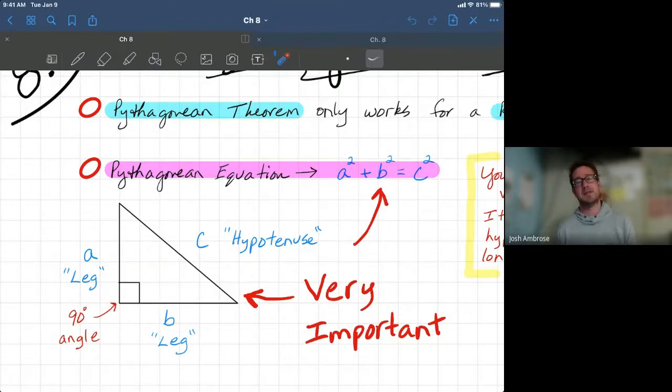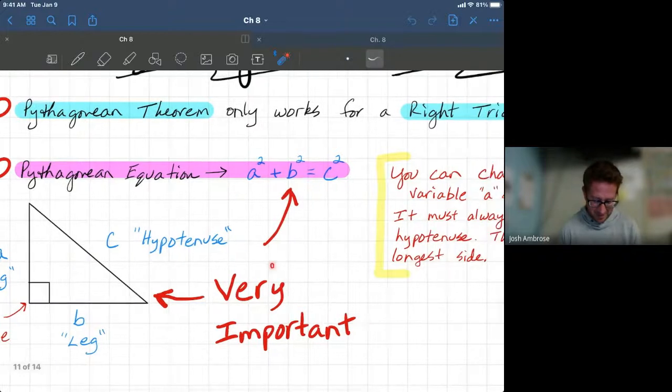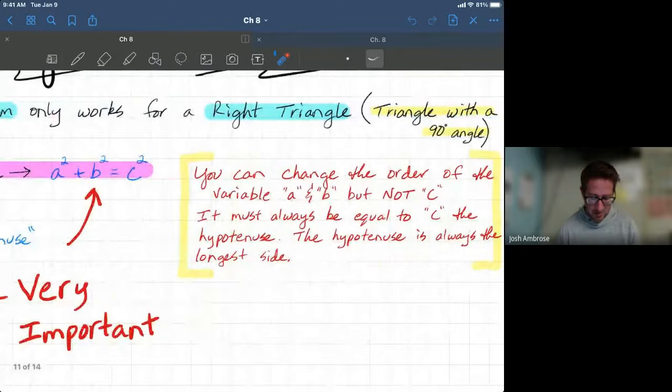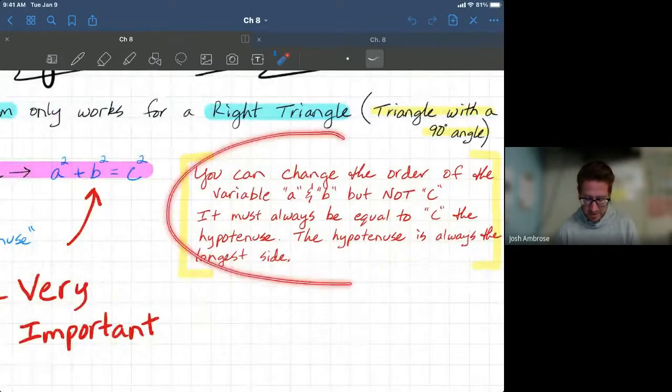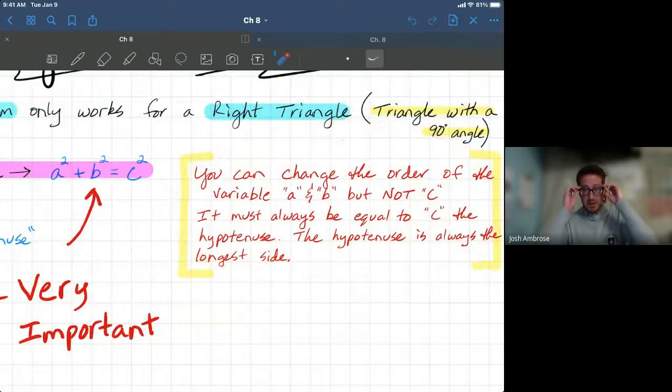Why is it special? It's the longest side. All right, I know I'm repeating myself because you need to remember this important information. All right, very important. Okay, and then let's zoom in right there. You will need this info. This talks about how you can change the order of A and B. You could put B squared plus A squared, but you can never move the value of C. That must always be by itself.